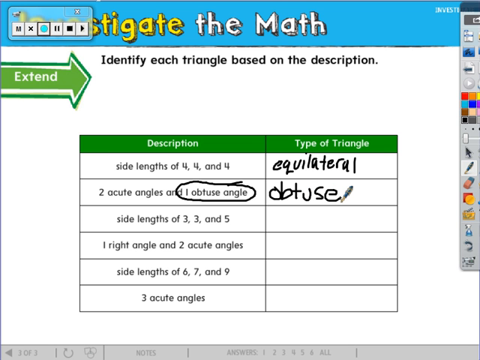Okay? Side lengths of 3, 3, and 5. What kind of triangle is this? It has side lengths of 3, 3. Isosceles. It's isosceles. You're trying to give me an angle classification, Oaxaca, when it's only telling us about the sides. Okay?